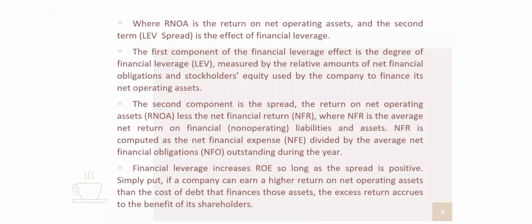Then the second component is the spread, the return on net operating assets, or RNOA, less the net financial return, or NFR, where NFR is the average net return on financial liabilities and assets. NFR is computed as the net financial expense divided by the average net financial obligations outstanding during the year. Financial leverage increases ROE so long as the spread is positive. Simply put, if a company can earn a higher return on net operating assets than the cost of debt that finances these assets, the excess return accrues to the benefit of its shareholders.